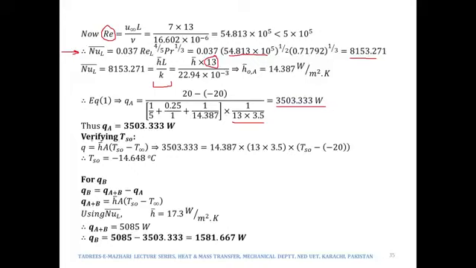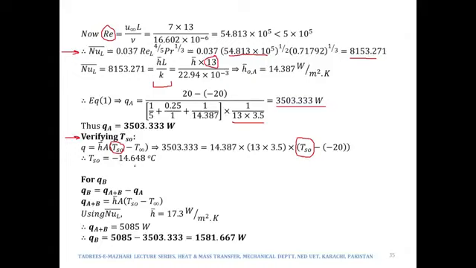Now if we want to verify our assumption of Ts naught, so now if we put that Q in that, if we use this Q is equal to HA delta T considering Ts naught, we were unable to use it before because we did not know Ts naught. However, we had to assume it anyhow, and we made a good engineering estimation. So Q is 3503. So now we will put this T as unknown, and we will try to see if we get a value close to our assumed value.